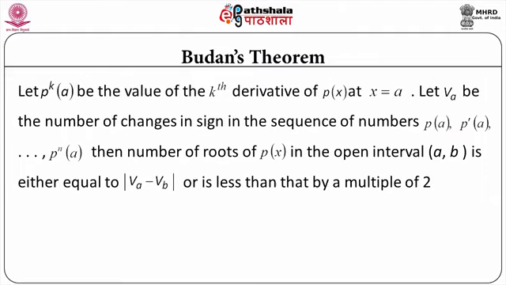So, once we obtain V_a and V_b, we take the difference and the absolute value. This gives us the upper bound on the number of roots which lie in the interval (a, b), and not only that, it also tells us that the number of roots is either given by that figure or less than that by a multiple of 2.